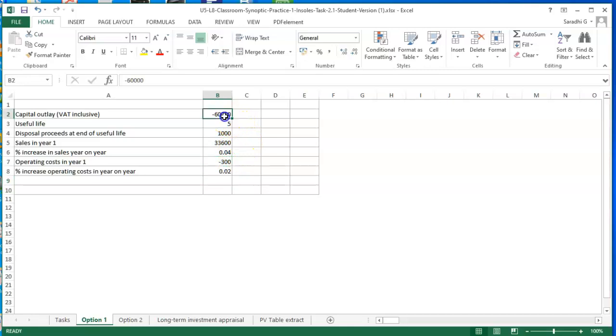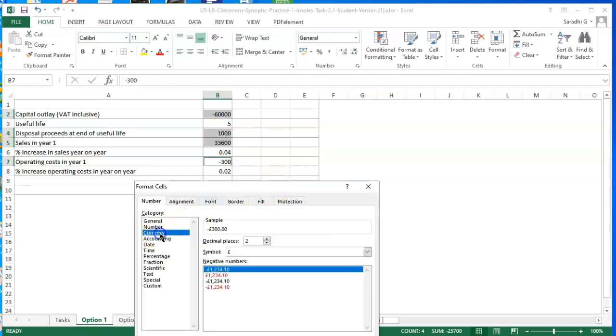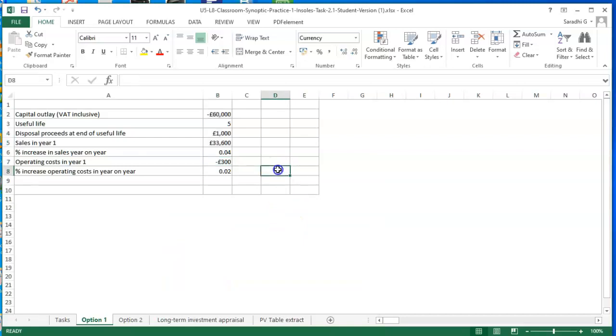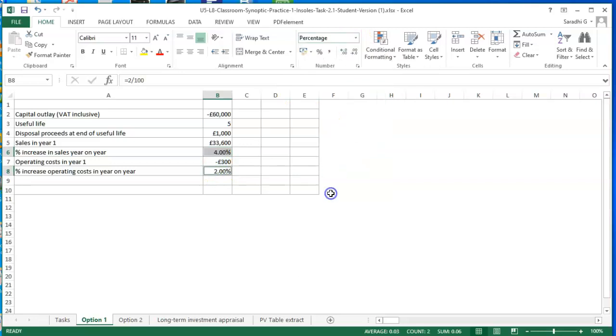First convert all the currency values into currency with no decimal places. Right click, format cells, currency, and no decimal places, and then convert the two percentages into percentage. You can either do it from here or from right click, format cells, that's up to you. Apply the same formatting in option 2 also.